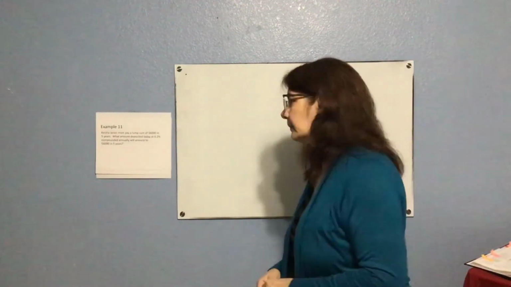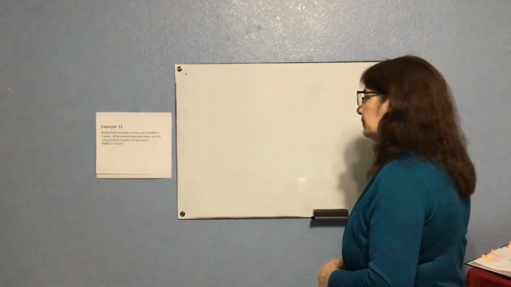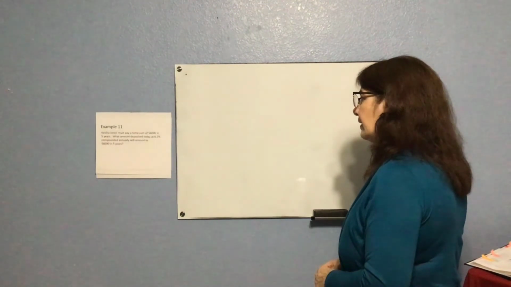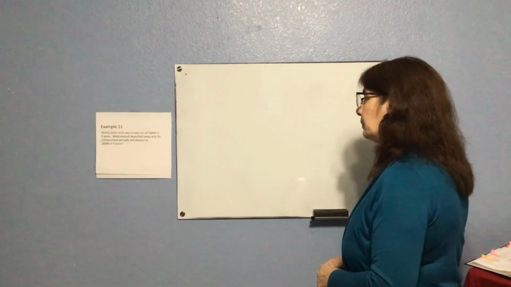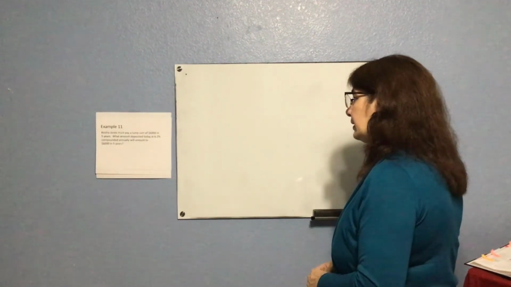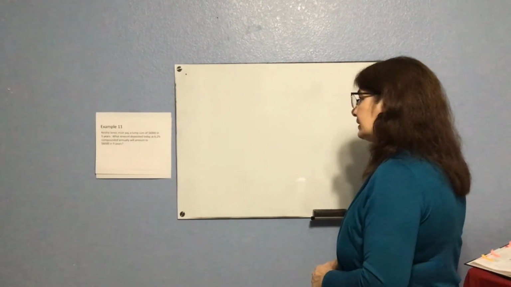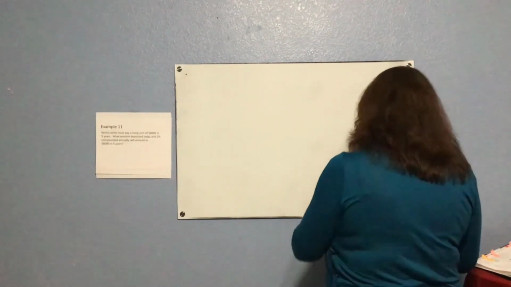Okay, we're going to look now at planning ahead for a lump sum that's due sometime in the future. This might be the balloon payment on a mortgage, or maybe it's the down payment that has to go with leasing a car. It says Keisha Jones must pay a lump sum of $6,000 in 5 years. What amount deposited today at 6.2% compounded annually will amount to $6,000 in 5 years?